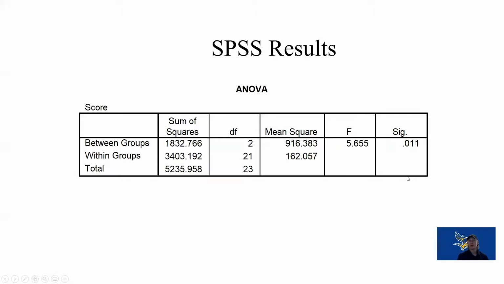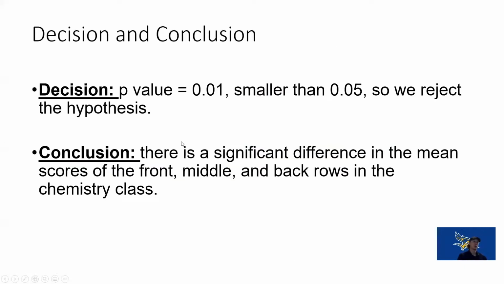What does that mean? There is or is not a significant difference. What do you think? That's right, there is a significant difference, because 0.011 is less than 0.05. So our p-value is smaller than our alpha level, so we reject the null hypothesis, and there is a significant difference in mean scores of the front, middle, and back rows of the class.